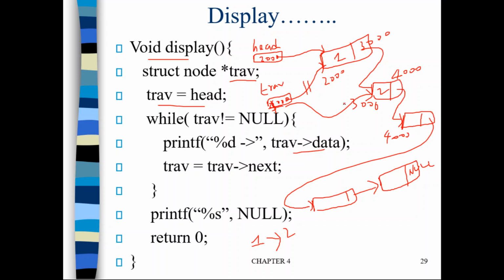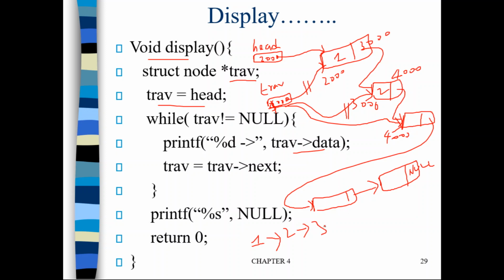So now traverse is not pointing here. Now traverse is pointing to the third node. Is it null? No, it's not null. So display the value. So what's the value? 3. Like that it will display all the other nodes also.